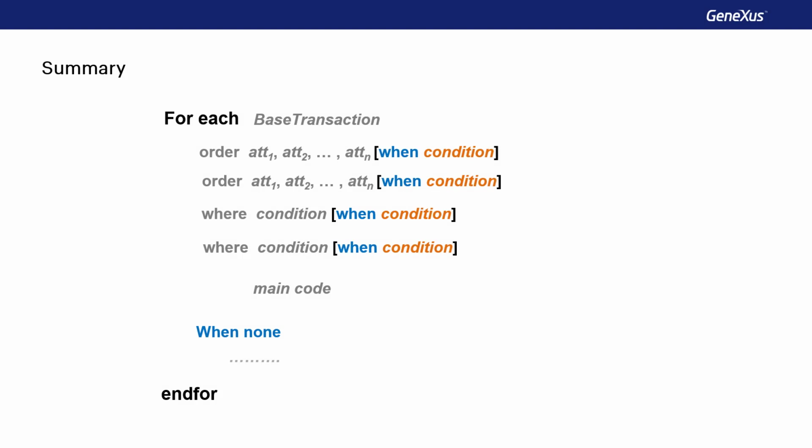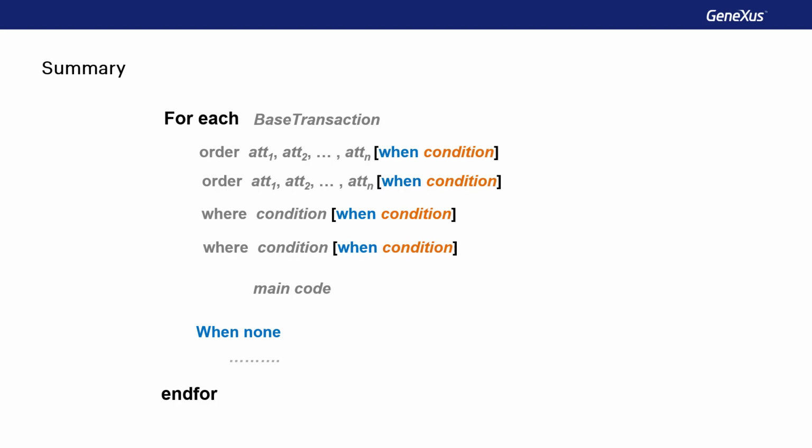In summary, as we've seen, the base table of a for each command is determined from the specified base transaction. The rest of the attributes mentioned, both in the body of the for each command, main code, and in the order and where clauses, must belong to the extended table of that base table. The attributes mentioned in the when none block will not be taken into account.